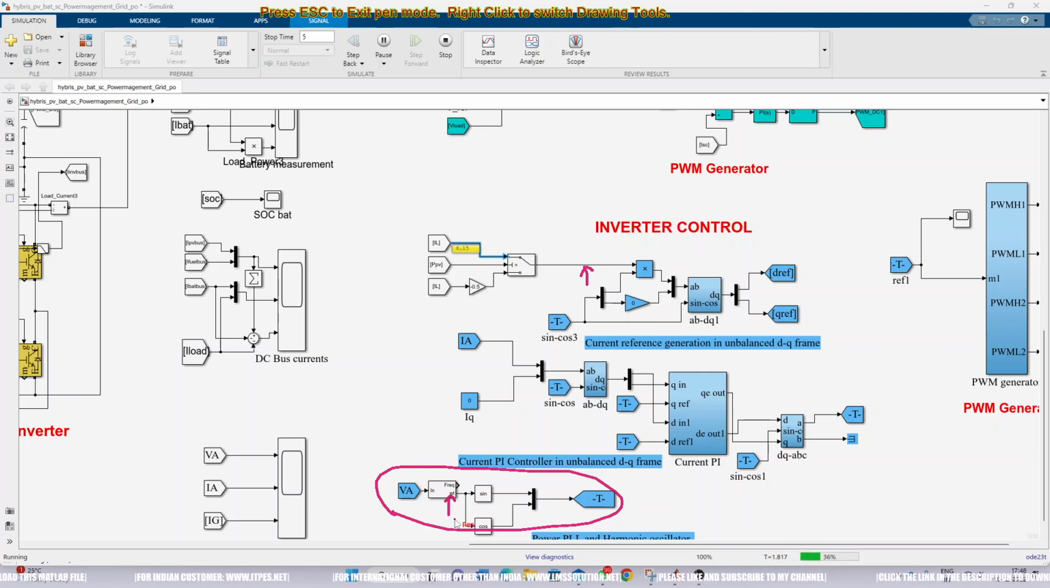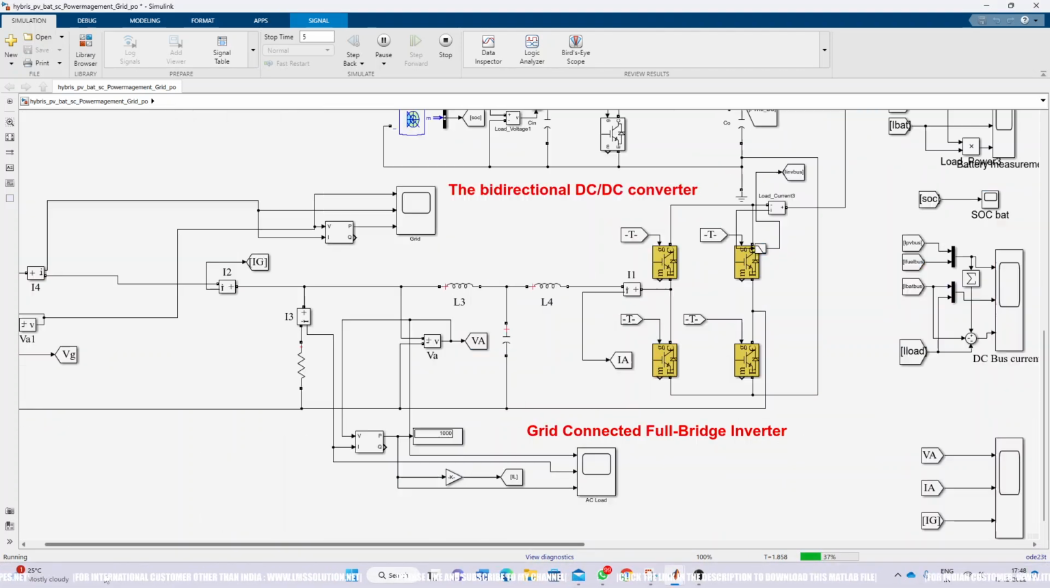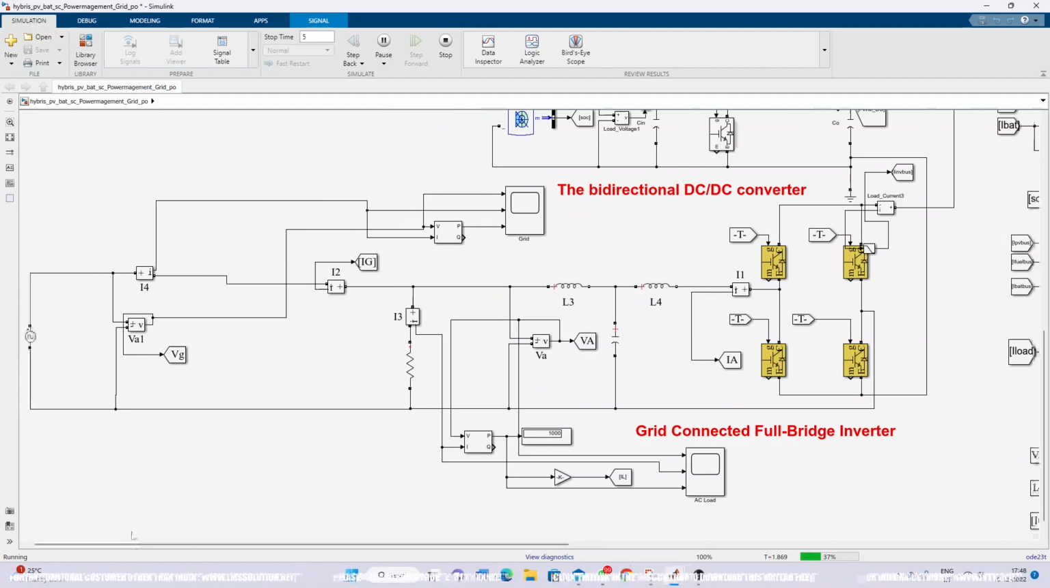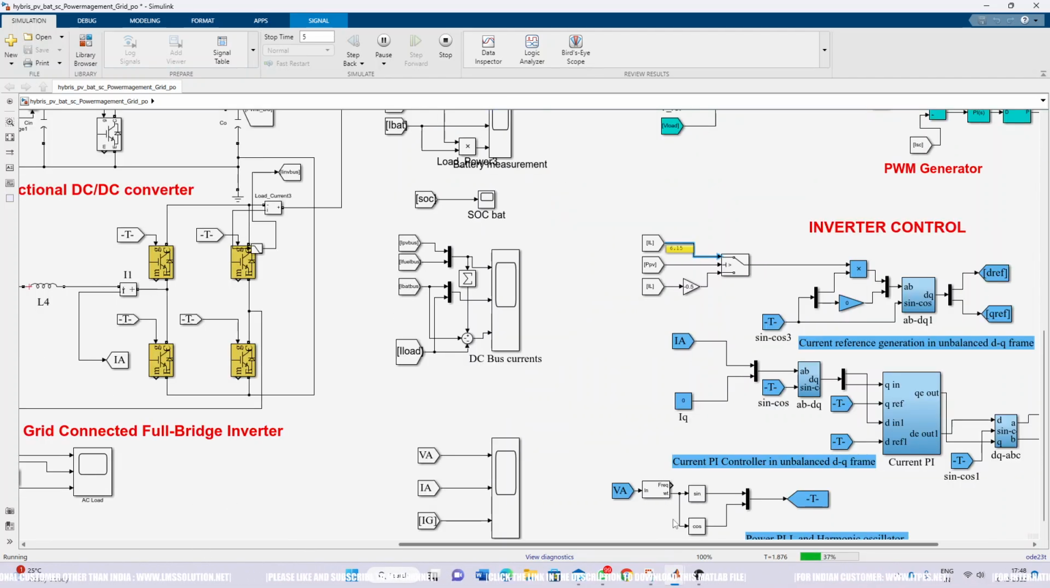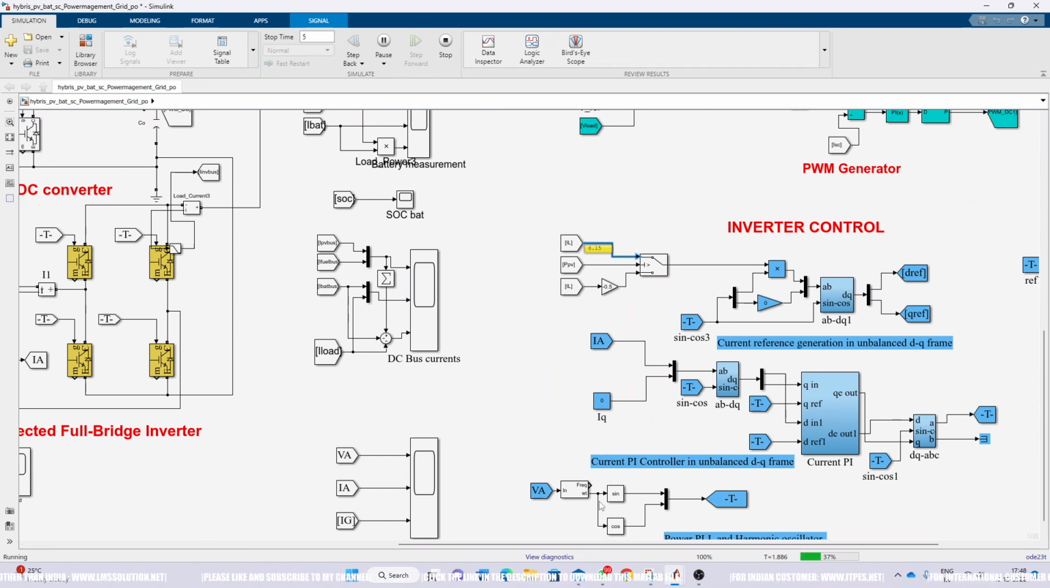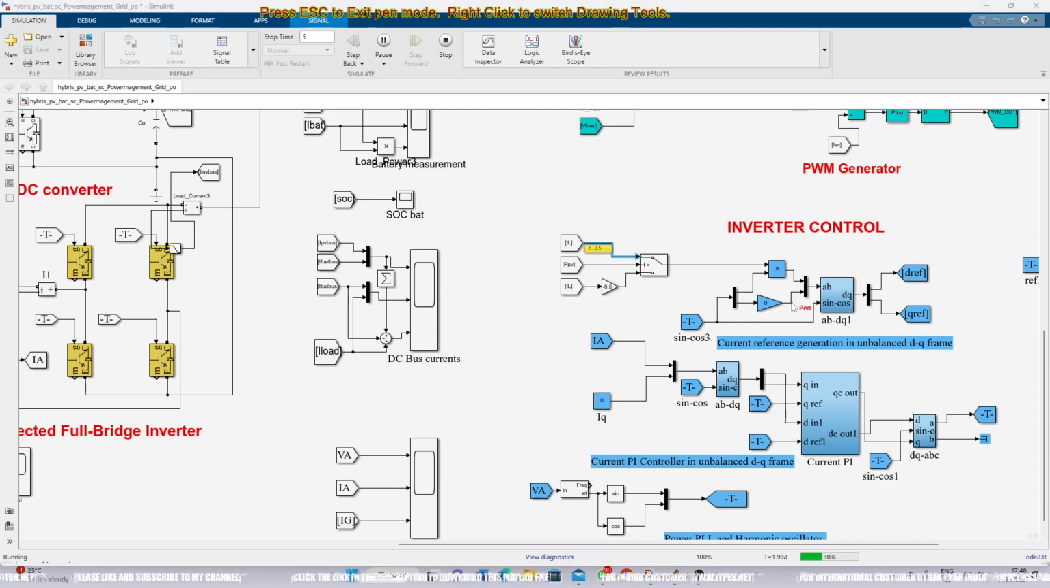This PLL takes care of the frequency control of the system, that is, the grid and the inverter system, because the PLL follows the frequency of the grid. So automatically the frequency of the system is controlled here. It is used for generating sine and cosine. The reference current is multiplied with the sine and cosine, and then you get an alpha-beta quantity. That alpha-beta quantity is converted into the DQ frame. This is the DQ control concept. We convert alpha-beta to DQ.